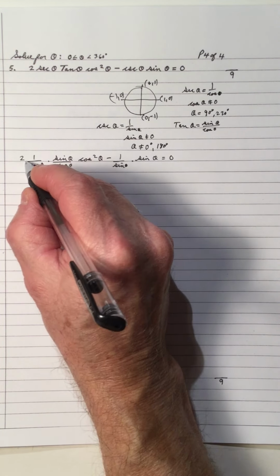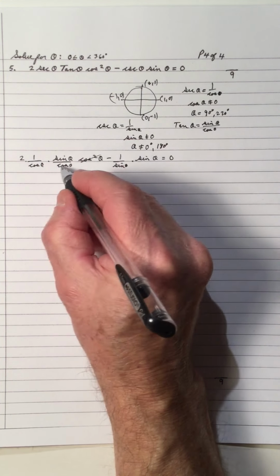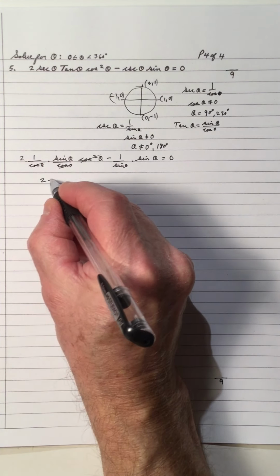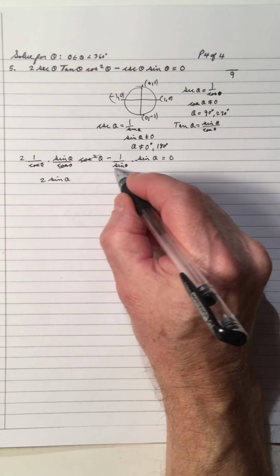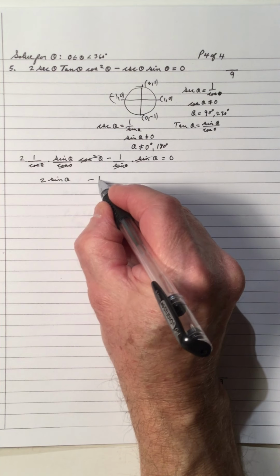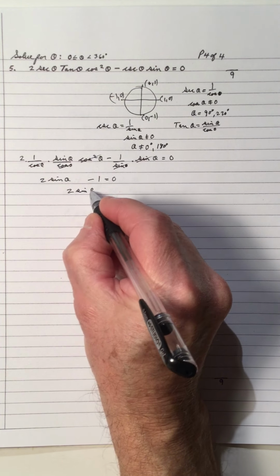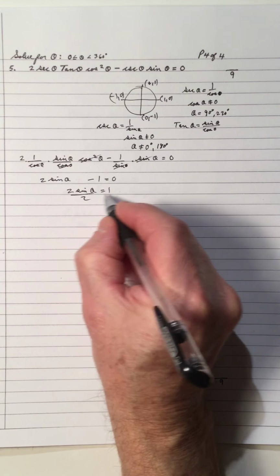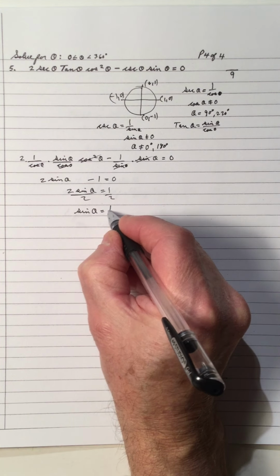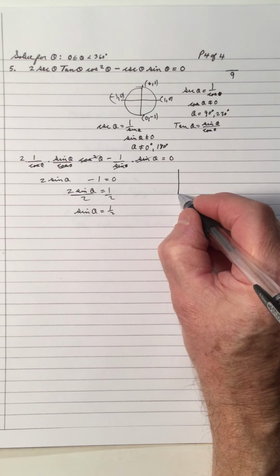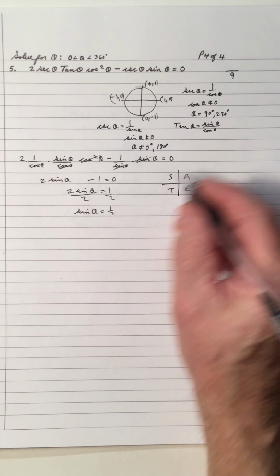Now I'm multiplying. So cos times cos is cos squared, and they cancel. They give me 2 sine theta. And we're multiplying here, the sines cancel, and I get a minus 1. So that's 2 sine theta equals 1. Divide by 2. Sine theta is equal to 1/2.